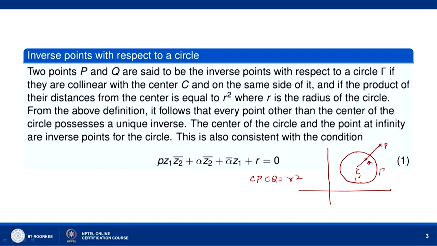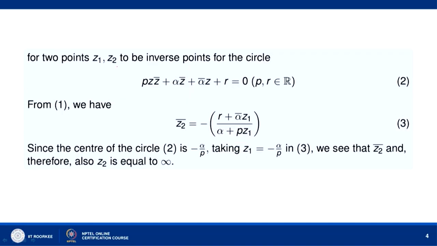From the above definition, it follows that any point other than the center of the circle possesses a unique inverse. The center of the circle and the point at infinity are inverse points for the circle. This is also consistent with the condition P z1 z2 bar plus alpha z2 bar plus alpha bar z1 plus r equal to 0 for two points z1, z2 to be inverse points for the circle P z z bar plus alpha z bar plus alpha bar z plus r equal to 0, where P and r are real numbers. This is the equation of any circle or straight line in the z plane. If P is not equal to 0, it represents a circle. If P is equal to 0, then it represents a straight line in the z plane.